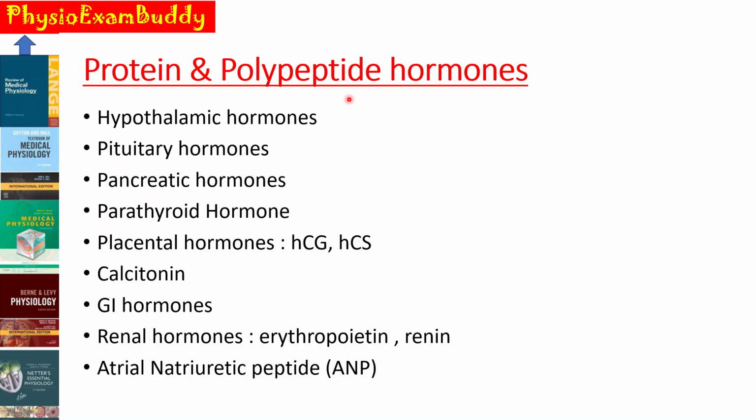Under the protein and polypeptide hormones come the hypothalamic hormones, pituitary hormones, pancreatic hormones, parathyroid hormones, placental hormones like human chorionic gonadotropin as well as human chorionic somatotropin, then calcitonin, GI hormones, renal hormones like erythropoietin as well as renin, and atrial natriuretic peptide or ANP.